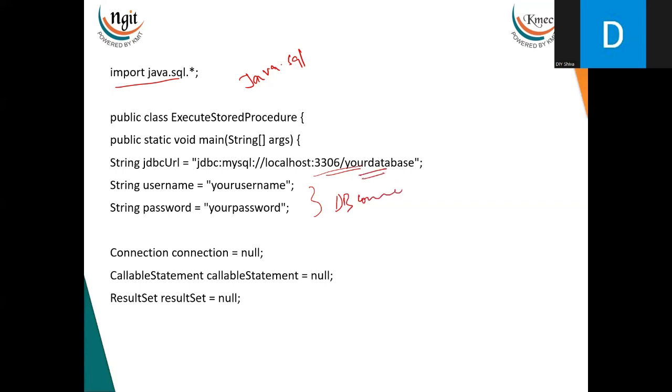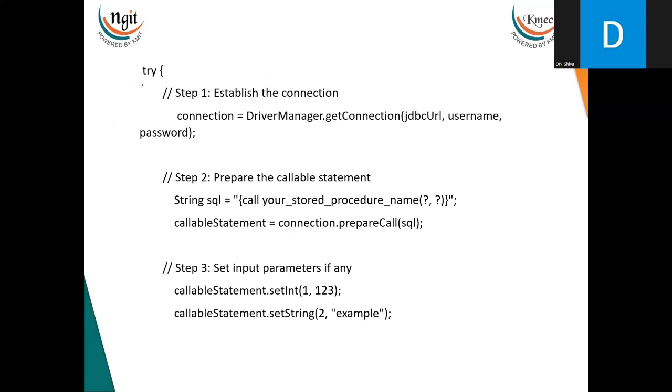Okay, this one is used for establishing the database connection, and these two things are used for giving the username and the password for the database connection. And next, let us see what these are. These three are the variable declarations which are made in order to hold the different objects. And next, coming to this try catch block, this particular block is used in order to handle any exceptions that may occur during the database operations.